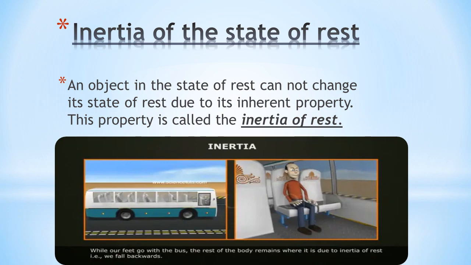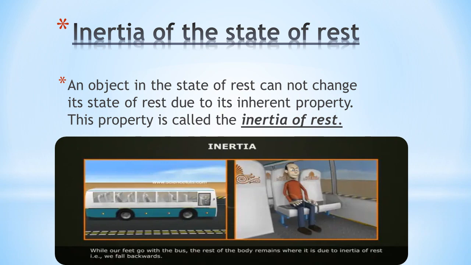So students, an object in the state of rest cannot change its state of rest due to its inherent property. This property is called inertia of rest. Now students, it is the tendency of a body to continue its state of rest unless an external force acts on it. So this is inertia of rest, or inertia of the state of rest.